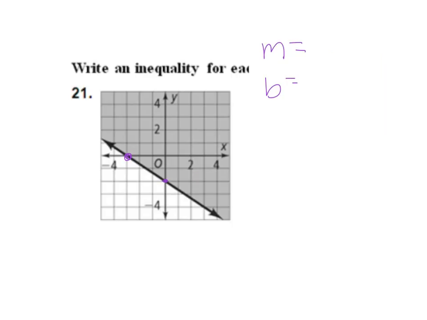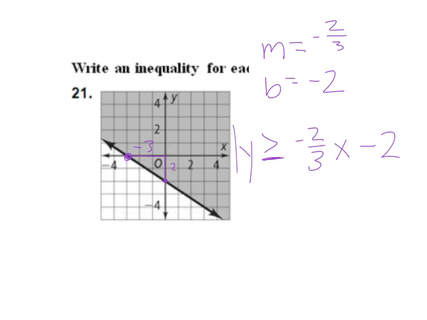Here you're going to have to figure out what the equation is. My b is going to be at -2. Each box is worth 2. So my rise here would be a +2. My run here would be 1, 2, 3, and -3. So my slope is going to be a -2/3. So I'm going to write out my mx plus b. And in this equation, it's shaded above the line, so it's going to be greater than. And since it's a solid line, it's going to be or equal to.